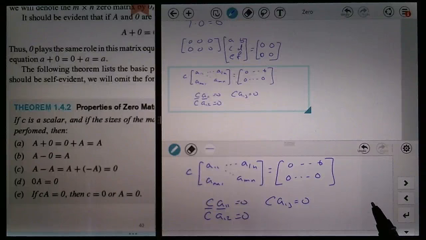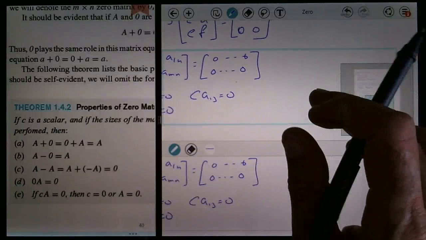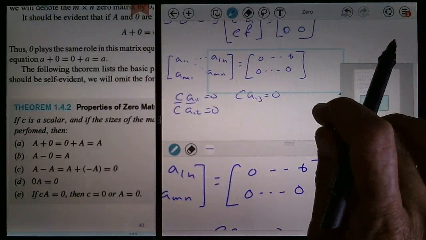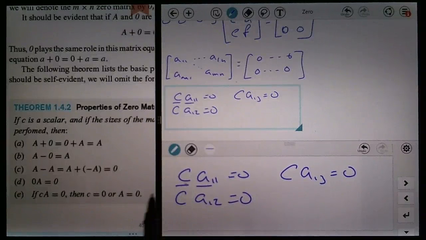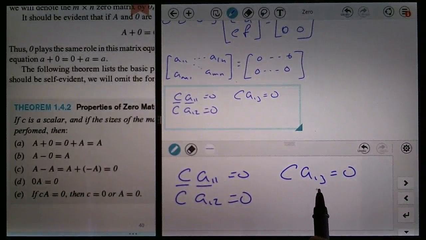Now, we make the further argument that if C is equal to 0, well then C is equal to 0, like we said. But if C is not equal to 0, that means that A11 is equal to 0. Now, once we know that C is not equal to 0, then it must mean that A12 is also equal to 0, and A13 is equal to 0. So either C is equal to 0, or all these other numbers have to be equal to 0. So all of the A's are going to end up being 0. Okay.